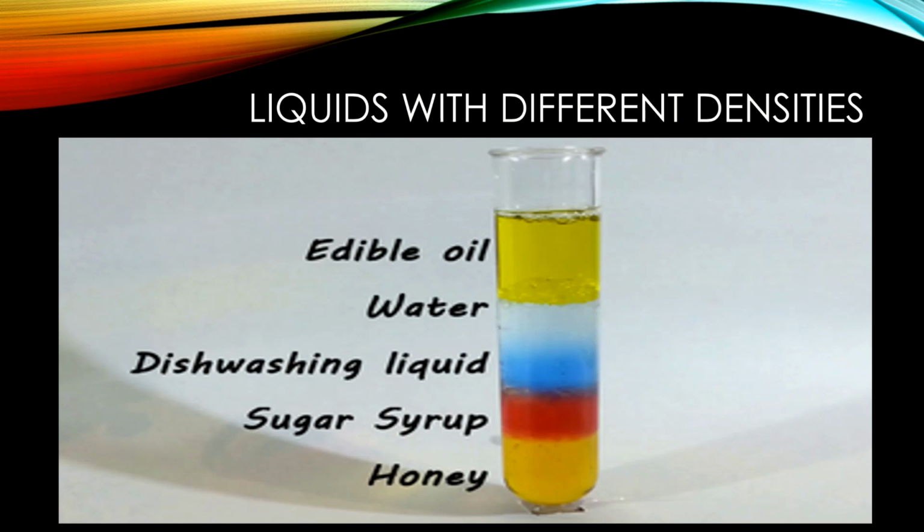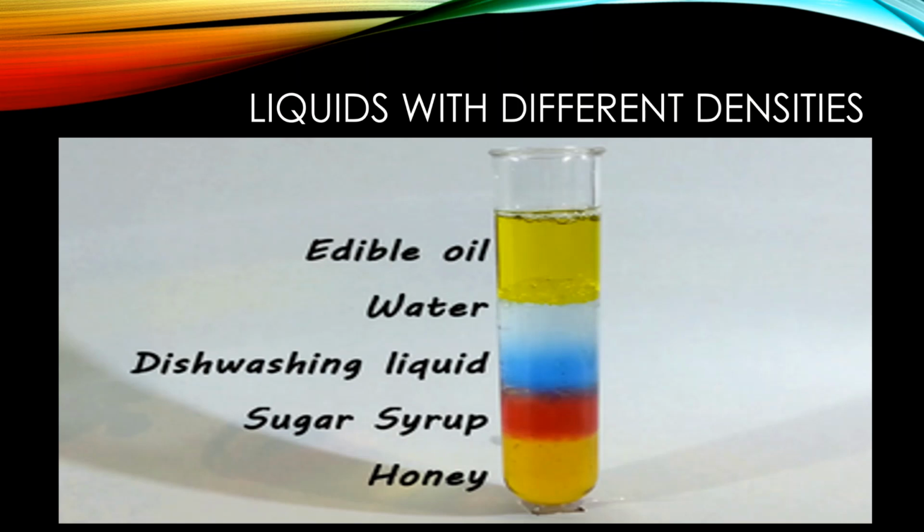Now water is here. Edible oil is way less dense than water, so it is above water. Edible oil is oil that you use in cooking, like olive oil or sunflower oil. You eat it, so it's not dangerous oil.